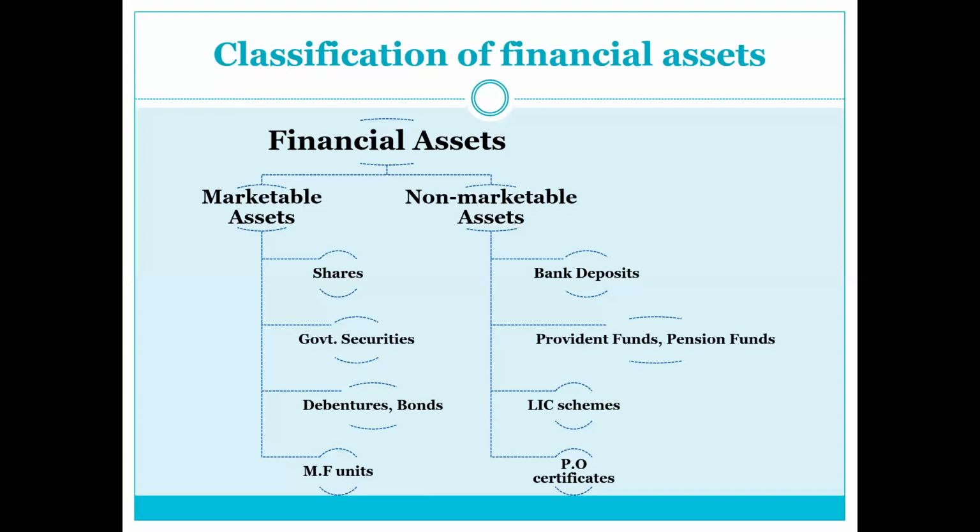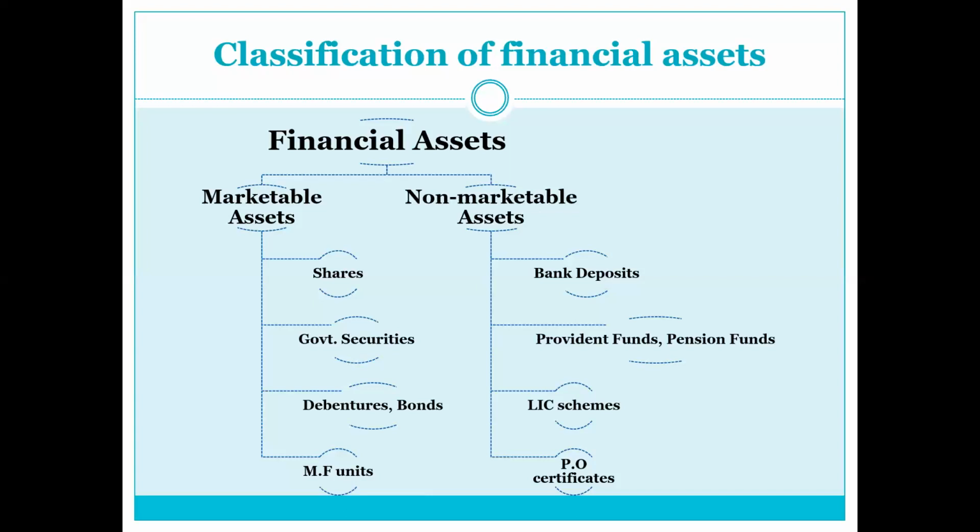Those who wish to be free from risk, or those who are not interested in bearing any risk and at the same time want a regular income, if that is the case, then government security is a good option. So the second type of marketable asset is government securities. Third one is debentures and bonds.